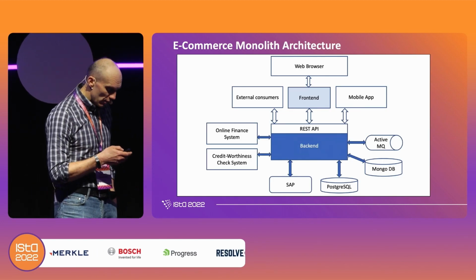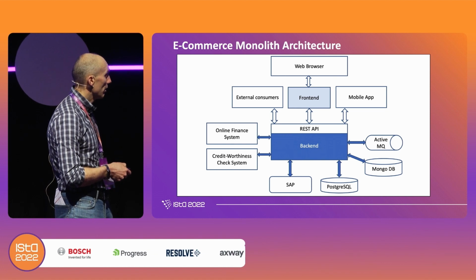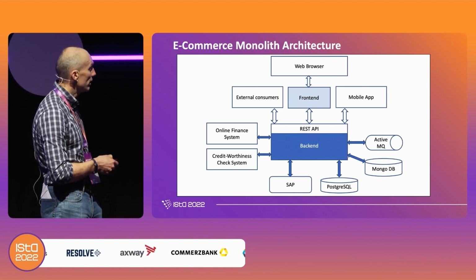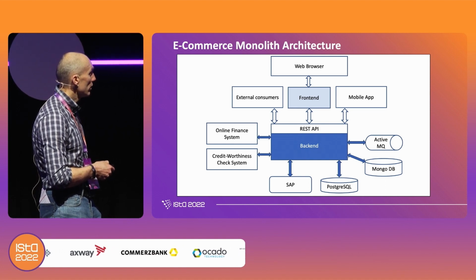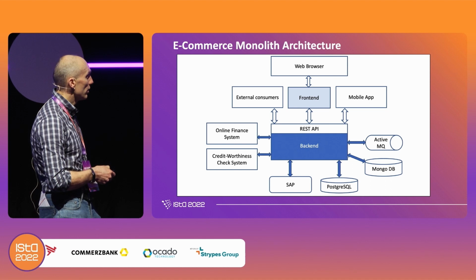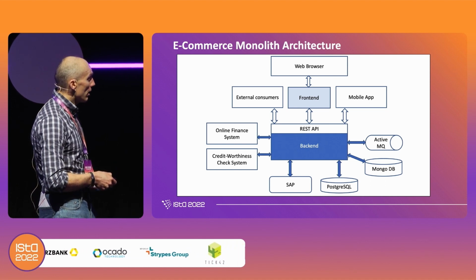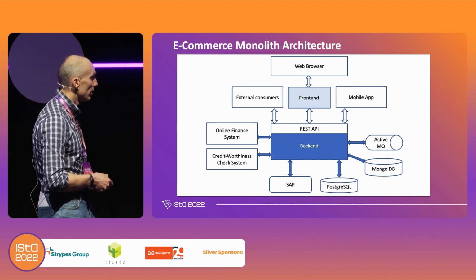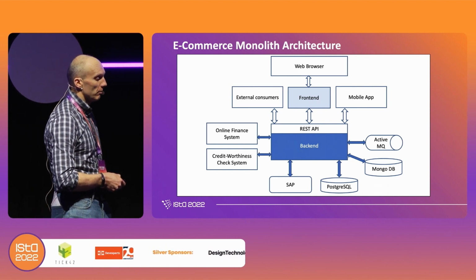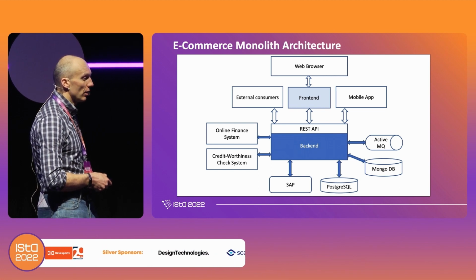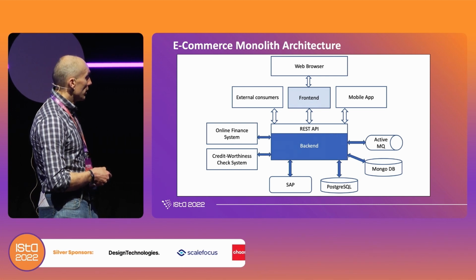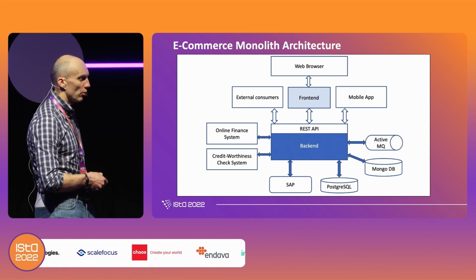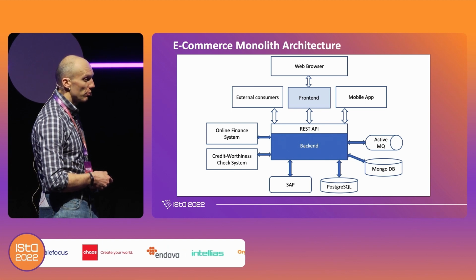If we look into the architecture, in the middle we see the backend that exposes some REST API for the external clients. Of course, there's the frontend that provides a web interface for the users. There are also some special external consumers that use this REST API, such as mobile applications. There are some storages: PostgreSQL, and later on we also used MongoDB, and ActiveMQ for messaging. SAP was used for financial and accounting. There are also connections to an external creditworthiness check system to check whether the customer is able to pay an invoice or not, and to online finance system payment providers for payment.